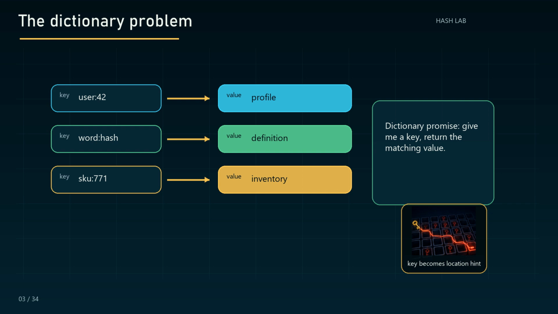Start with a familiar promise: store records by key. A user ID should find a user profile. A word should find a definition. A product code should find inventory. This is called a dictionary because the key points to the value we want.